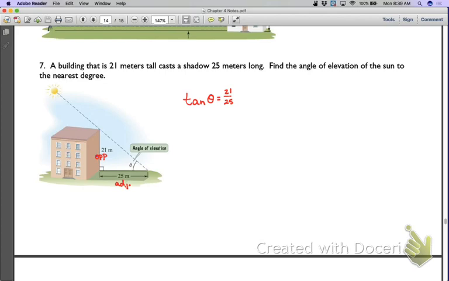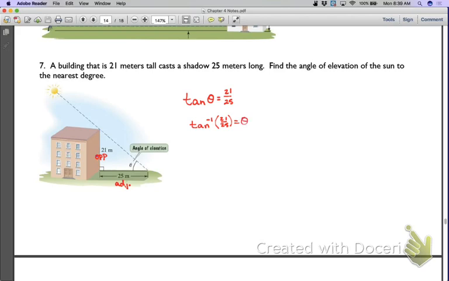Again, I want to find the nearest degree, so I need to make sure whenever you have anything like this that I am in degree mode whenever I go to my calculator. What I'm going to do is use the inverse function. So it's going to look something like tangent to the -1, and then I'm just going to type in my equation, or my fraction.